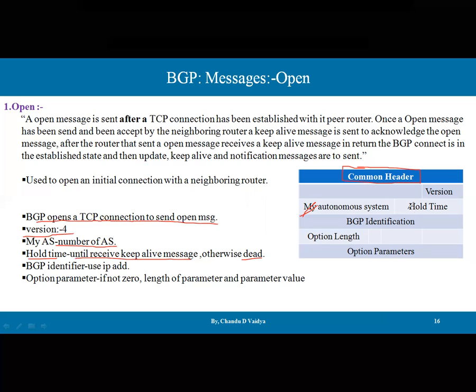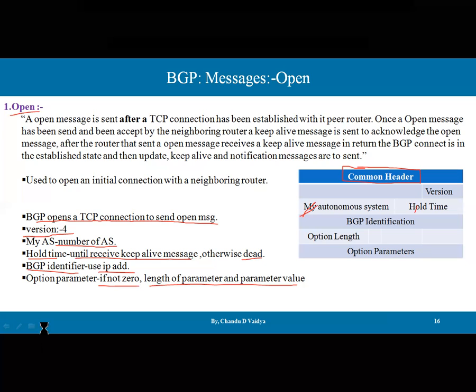So it is going to be held over here. Then BGP identifier uses IP addresses, so for this IP address purpose, the BGP identifier is going to be used. Then optional parameter is also optional, but if it is not zero, the length of the parameter and the parameter's value, so this information can be stored. Okay, so the purpose of open is what we have discussed in this particular slide.